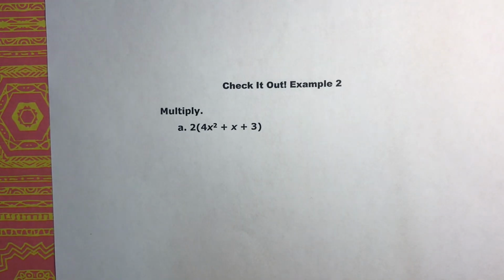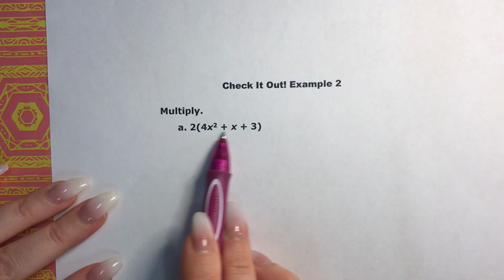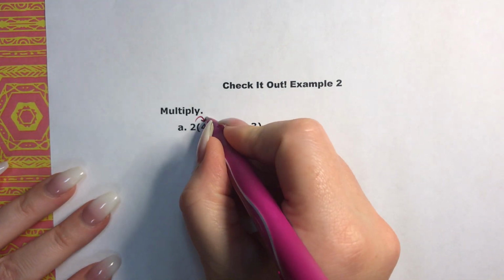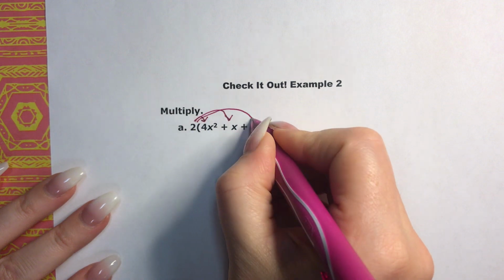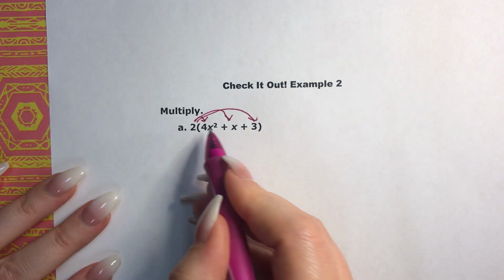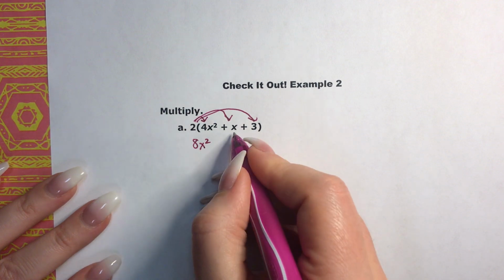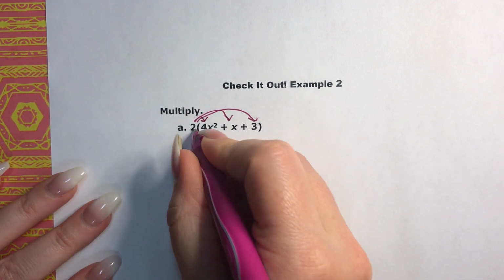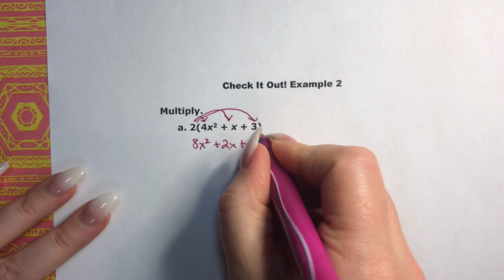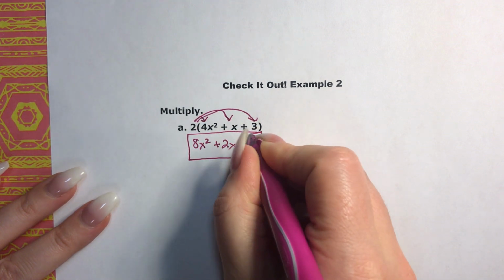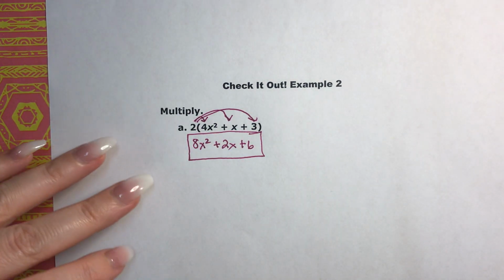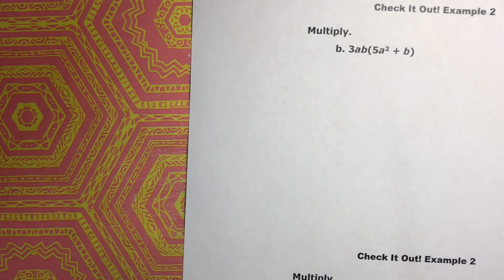Okay, let's see how you did. So we're going to multiply this monomial by this trinomial. So we have to make sure that we multiply the 2 by every item there. So it's going to be 2 times 4, which is 8x squared, 2 times x, which is a positive 2x, and 2 times 3, which is 6. So if you got 8x squared plus 2x plus 6, boom, you did it. Perfect. All right, on to the next one.